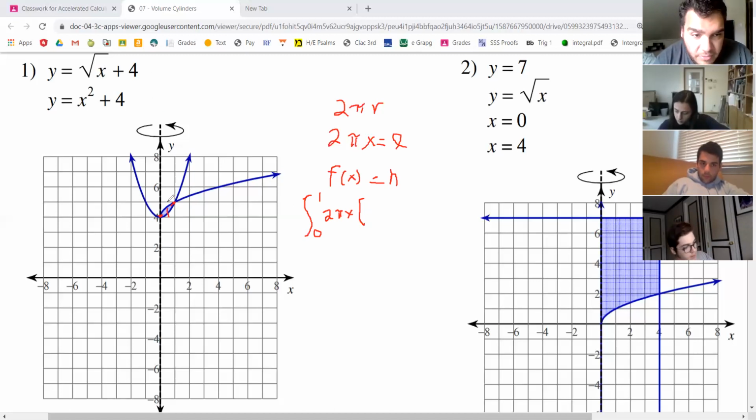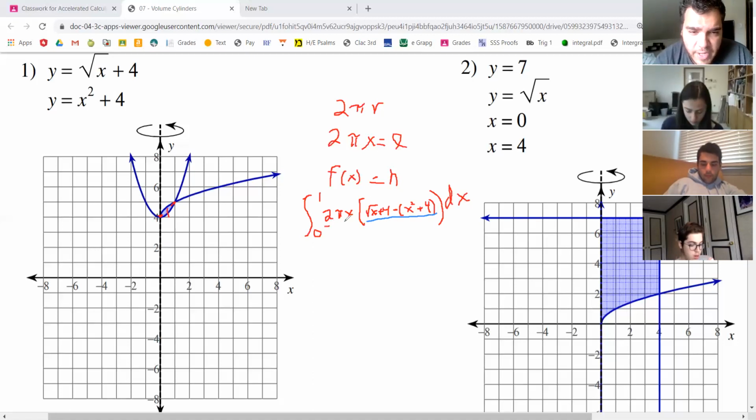Now, the distance between these curves is the top curve subtracted by the bottom curve. The top curve in this case is square root of x plus 4, minus the whole bottom curve, which happens to be the parabola, x squared plus 4. Close that parenthesis for this piece right here. Close the big parenthesis, because this whole thing, which I'm underlining in blue, is my height. And then you're taking your infinitely small distances, which is dx.